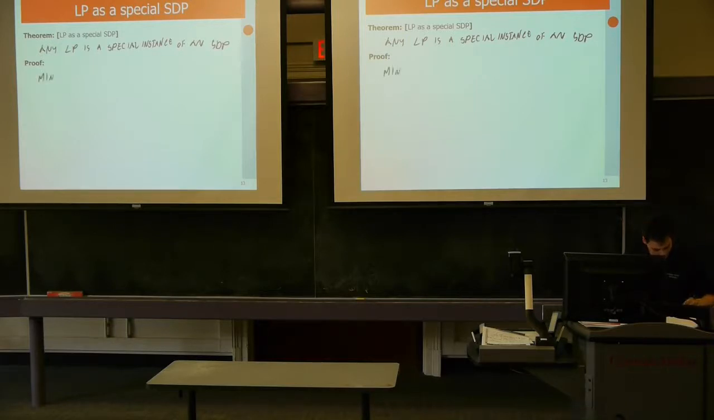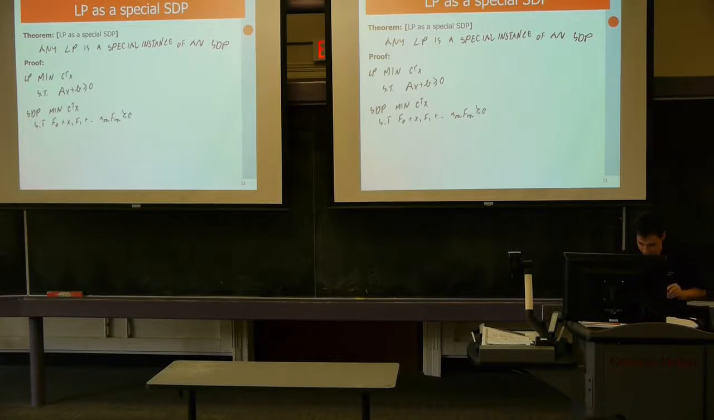What's an LP? An LP is: you want to minimize c transpose x subject to Ax plus b is non-negative. This is LP. In SDP, your problem is you want to minimize c transpose x subject to F0 plus x1 F1 plus ... plus xm Fm is PSD. And we just need to find matrices F0, F1, ..., Fm such that this problem is equivalent to this problem.